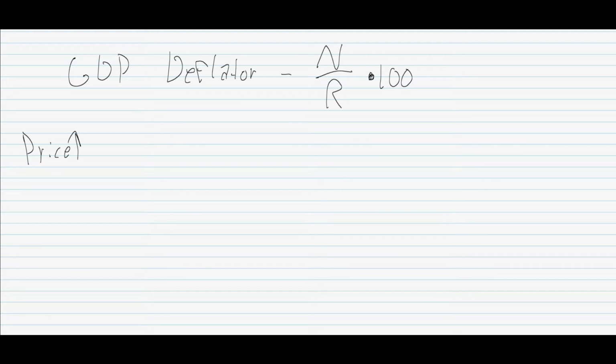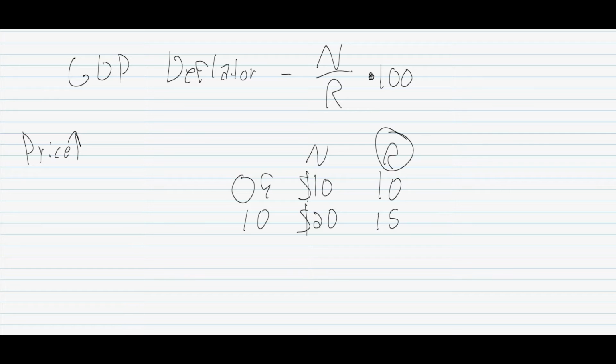So, let's look at this. For example, let's compare 2009 and 2010, nominal GDP and real GDP. In 2009, nominal GDP was 10 and in 2010 it was 20. So there's an increase there. In 2009, real GDP was 10 and in 2010 it was 15. Because remember, real GDP measures output, and nominal GDP measures price and output. That's why I didn't put the dollar sign there. You can put the dollar sign there, but I'm doing this to make it more clear.